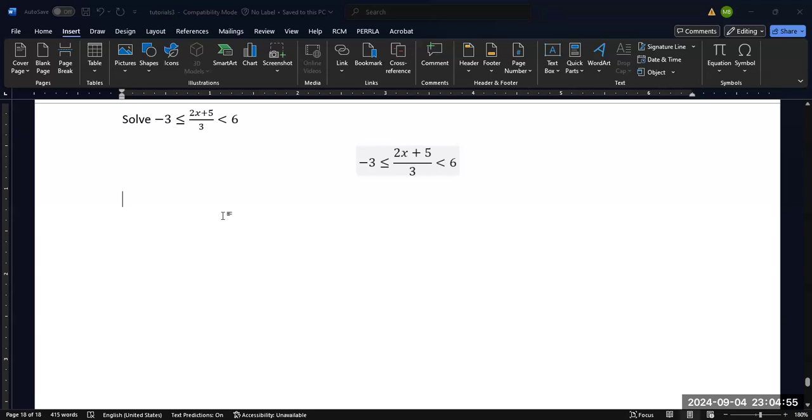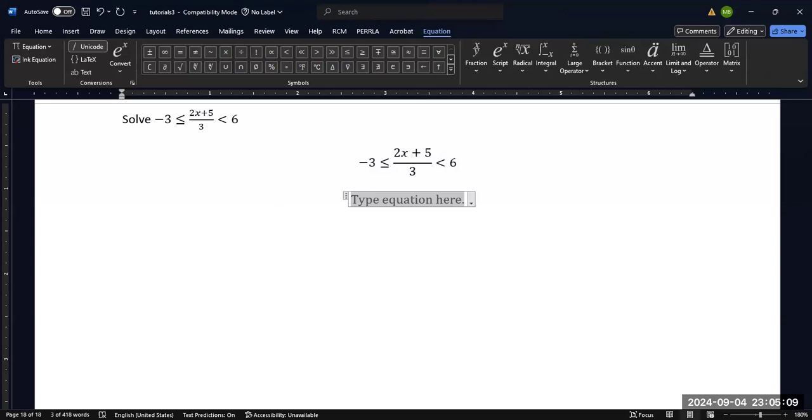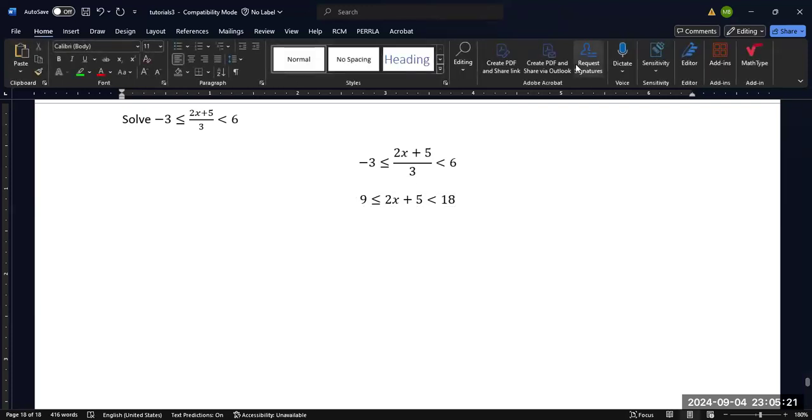So in this case, we have a denominator we want to get rid of. So I'm going to multiply, again, everything in this whole expression by 3. So if I multiply -3 by 3, I get 9. And then multiplying the middle part by 3 just cancels the denominator. And then multiplying 6 by 3 gives me 18.